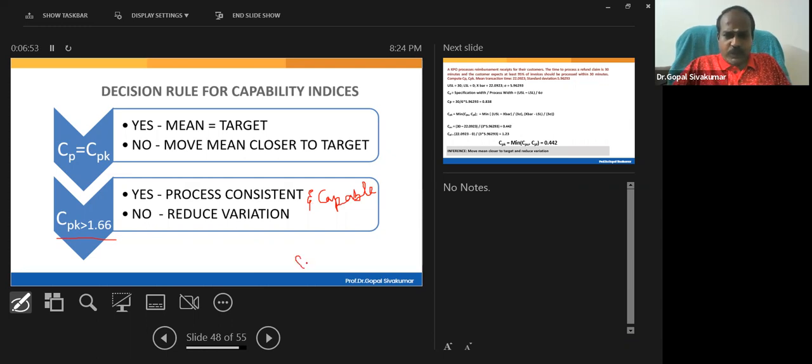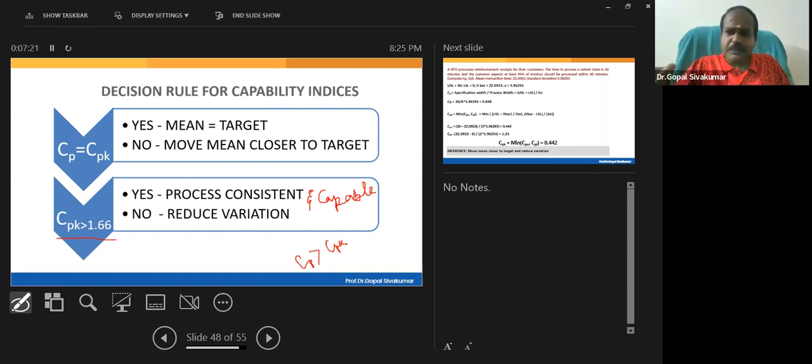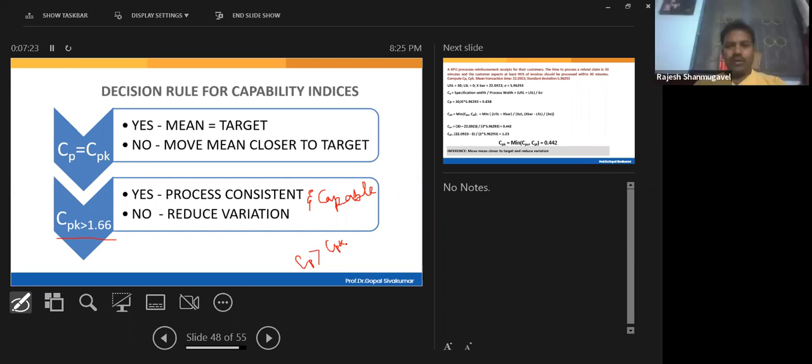Please note, all of you, your Cp will always be greater than Cpk. That's how the formula is designed. If Cpk is 1.67, Cp will definitely be more than that. What is the required value? Hope RK could have told you. What is the required value for Cpk? Industry standard: 1.67, or 1.66 or 1.67 for a critical process. For a non-critical process, 1.33.